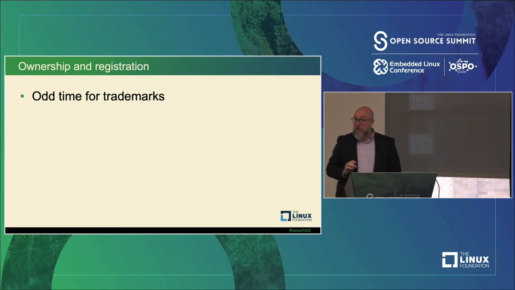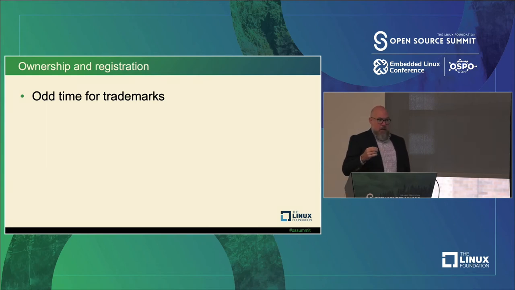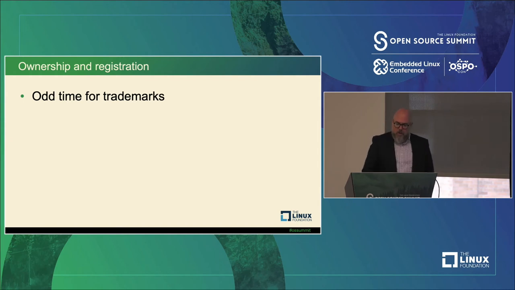Because the first thing we have to talk about before we get to the social media and GitHub policies is registrations. You can have common law protection for trademarks in the United States, but it is valuable to have a trademark registration. That said, it's kind of an odd time for trademarks.